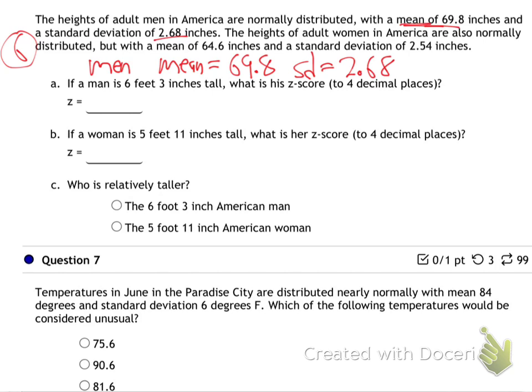And then for women down here, the mean, the average woman is 64.6 inches, and the standard deviation is 2.54. Okay, so now what they want us to calculate is the z-score. What's the z-score? Well, basically, what if this man is 6 foot 3 inches tall? Is he tall for a man?